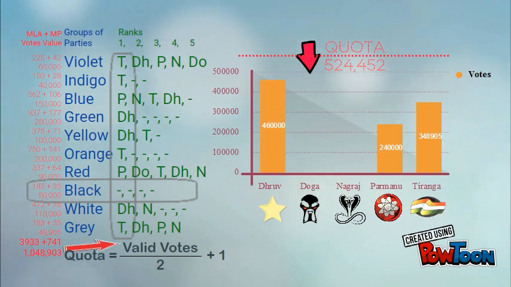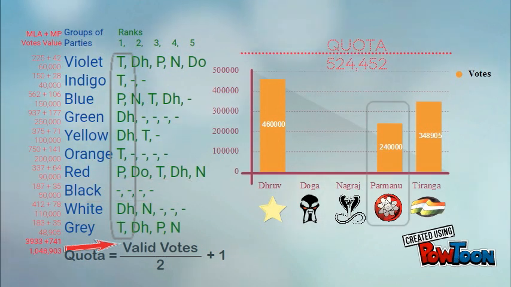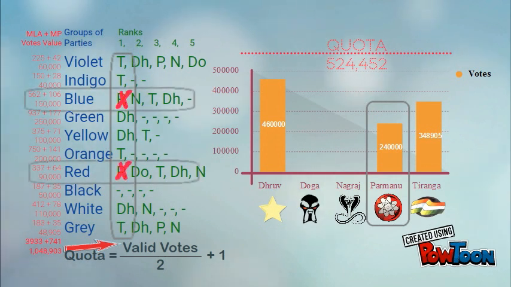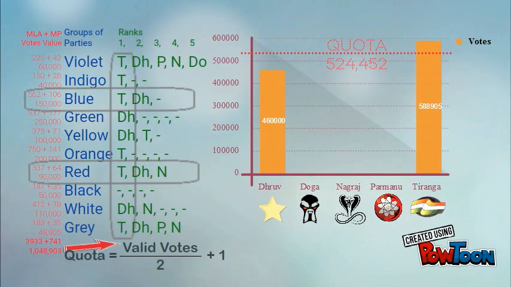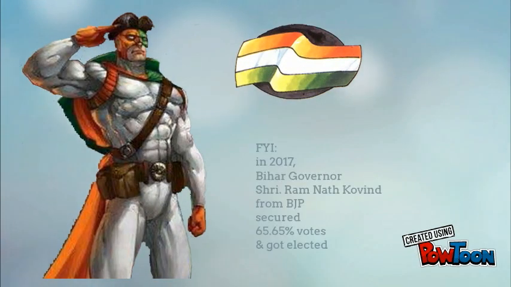So we will have to go for final round, in which the candidate Parmanu will be excluded and his votes will be distributed to others. Now, the blue and red group have voted those on the second choice who are already out of race, so the votes will be distributed to their third choices. Okay, so finally Tiranga won the votes above the quota and gets elected. So the new president of India is Tiranga.